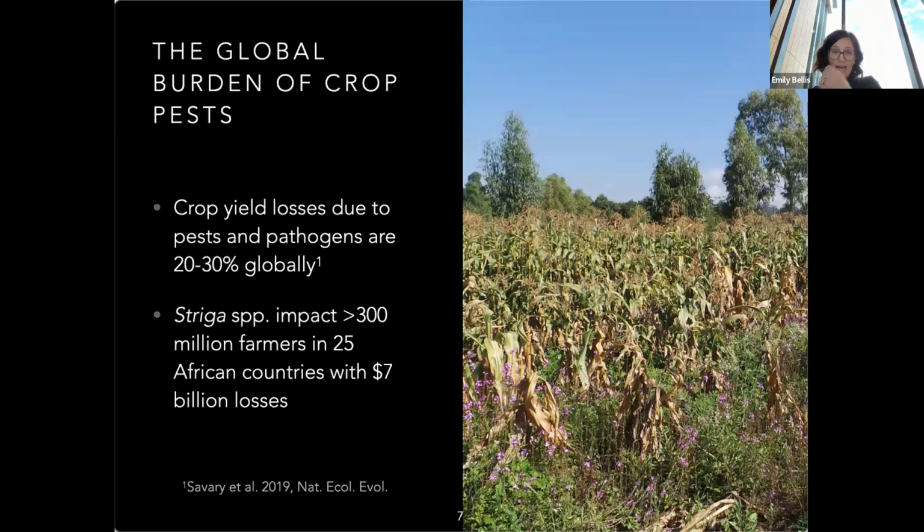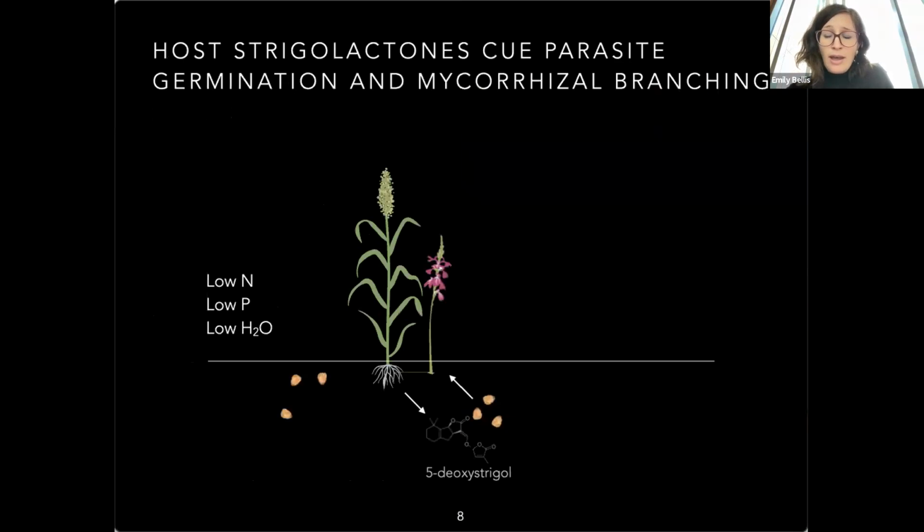And we set out to test this with a really important and devastating host parasite system. So this figure here is showing you, this pink flower in the front is Striga hermonthica. That's a parasitic weed that is considered one of the greatest biotic constraints to food security in Africa. And I've got some stats here. These are woefully out of date at this point in terms of the number of people and economic losses impacted.